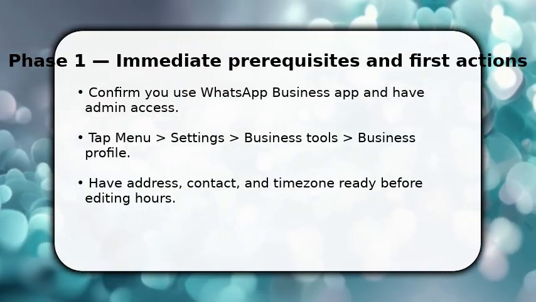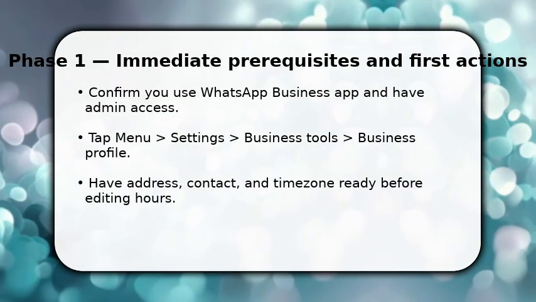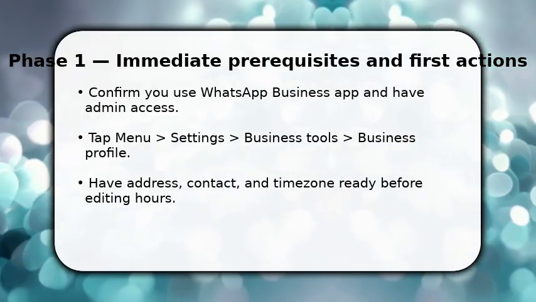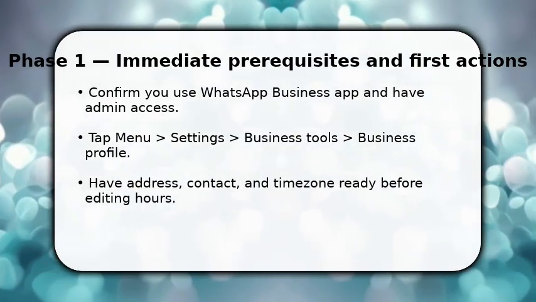Make sure your time zone and address are correct first, because hours follow that setting. If you're on Android or iPhone, the screens look slightly different, but the flow is the same. Open Profile, find Hours, and tap Edit to start entering schedule details.